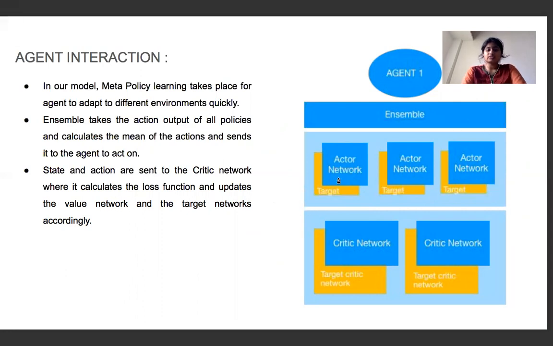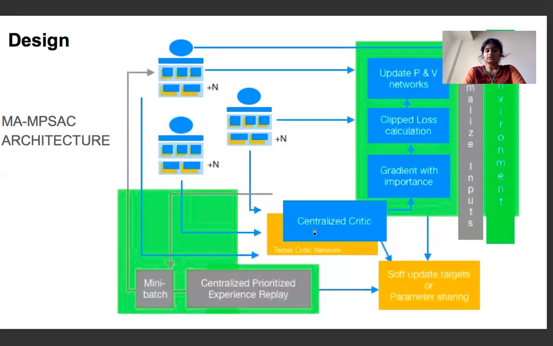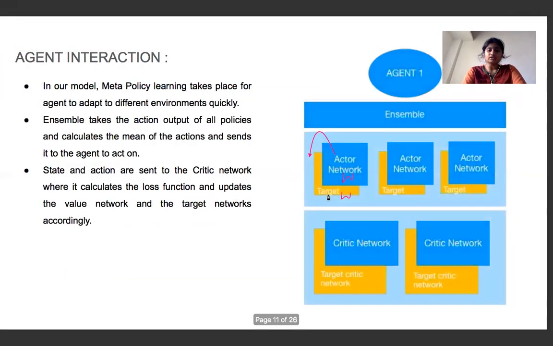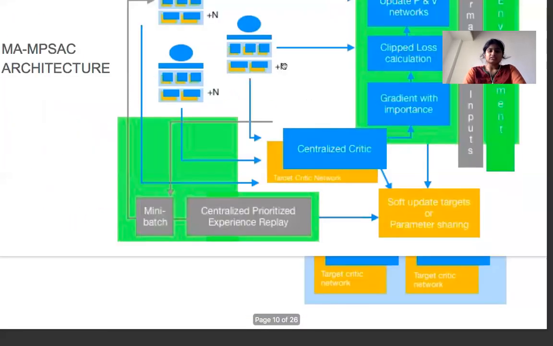Since they are exact clones, the weights of this network will be equal to the weights of this network, but we are performing soft updates instead of the entire copy, which means a factor of tau of the weights will be copied to the targets. This is about the architecture.